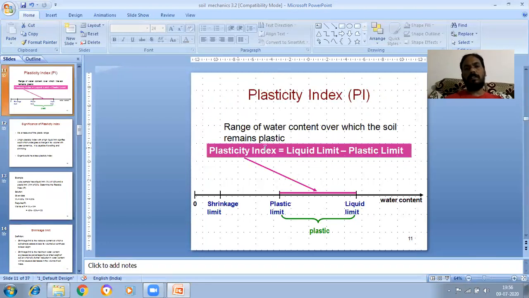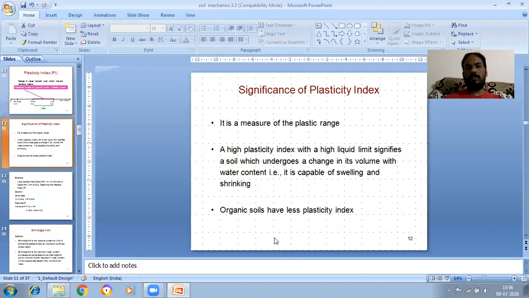We also discussed the plasticity index. What does it mean? It is the difference of liquid limit and plastic limit. The soil having a higher plasticity index is more plastic. Plasticity index gives the range of plasticity. That's why if the plasticity index is more, the plastic nature is more. From the plasticity index we can understand that. So these are the things we have discussed.